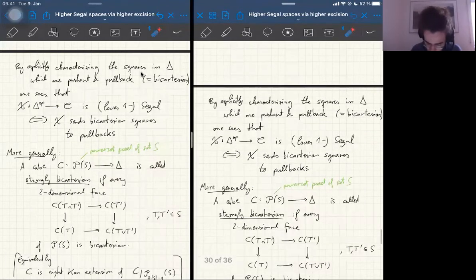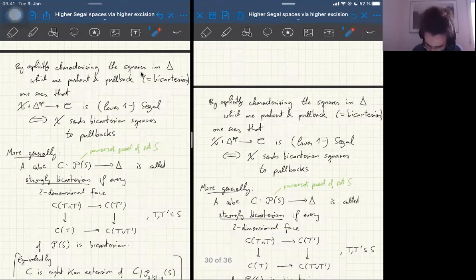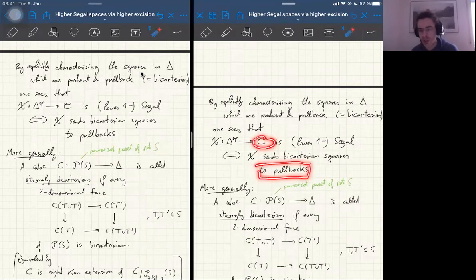But the upshot is the following: what one can prove, by explicitly characterizing the push-out and pullback squares in delta, is that a simplicial object is Segal, so really the classical Segal one, if and only if it sends all bicartesian squares, so bicartesian means it's both pullback and push-out, to pullback squares in the target. So this condition is a purely categorical condition. You're just saying certain limit/co-limit diagrams are sent to limit diagrams.